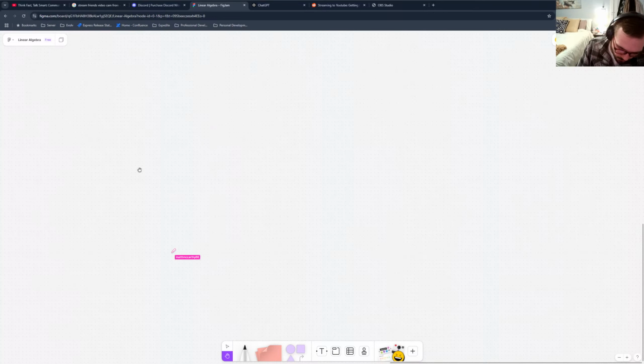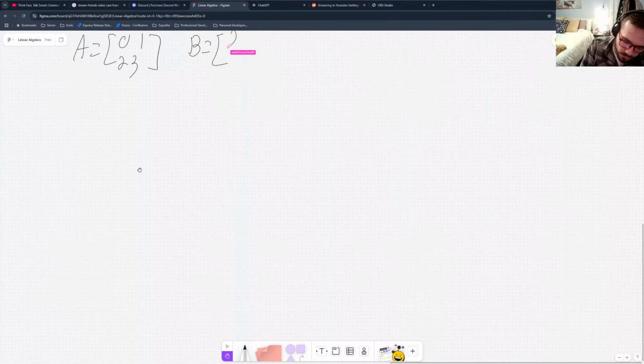If you want to multiply two matrices together, A equals [0, 1; 2, 3] and B equals [2, 3; 4, 5]. The way that you do this is you'll end up with a matrix with the same number of rows as A and the same number of columns as B. So this is also going to be a 2 by 2.